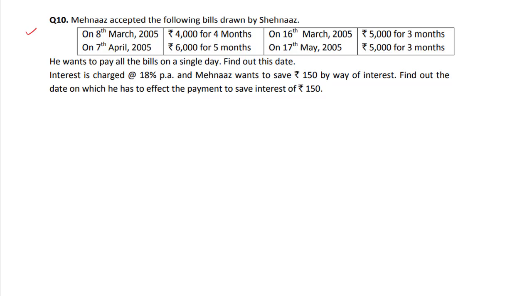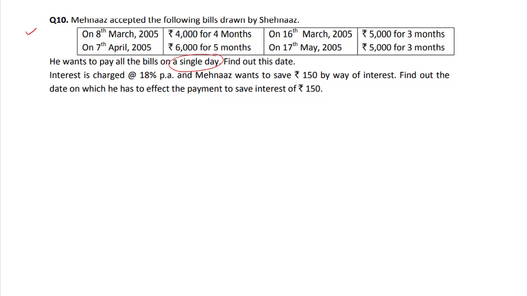Next question, question 10. Mehnaz accepted the following bills drawn by Shehnaz on 8th March 2005. 4,000 for 4 months. On 7th April 2005, 6,000 for 5 months. On 16th March 2005, 5,000 for 3 months. And on 17th May 2005, 5,000 for 3 months.